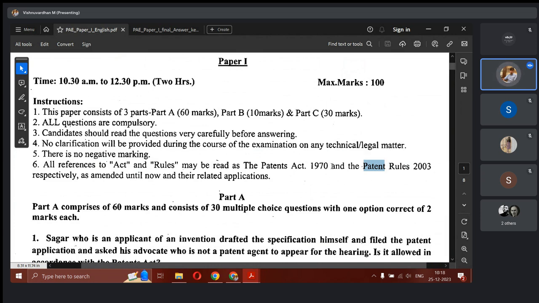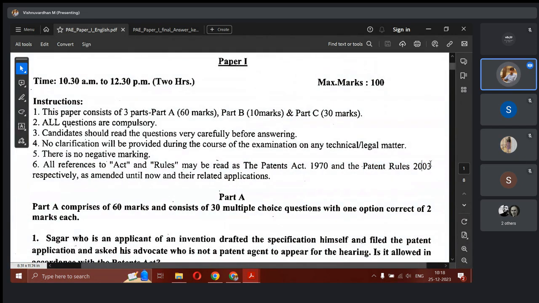What is the controller's aunt's name? What is his grandfather's profession? All that extra information comes in the patent rules. There are a few rules which are important, like rule number 25C, rule number 25AB, but it's not very relevant. Rule number 138 talks about all the extensions that you can seek, stuff like that.